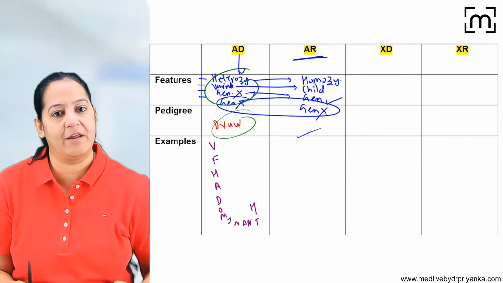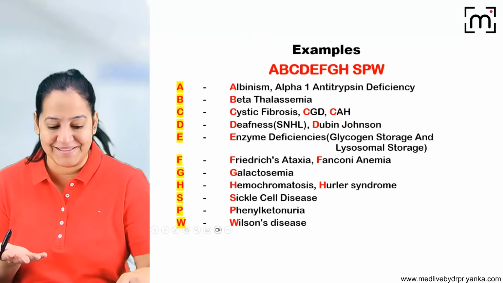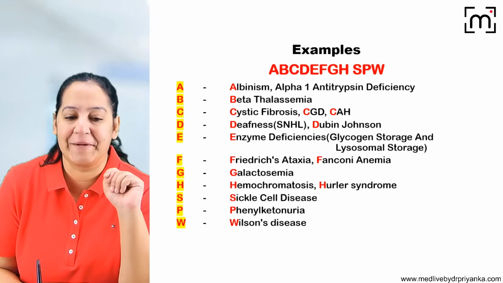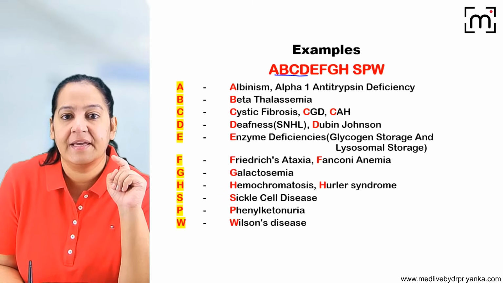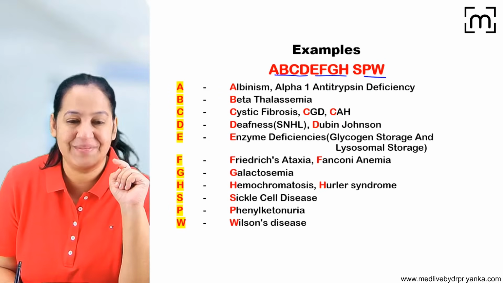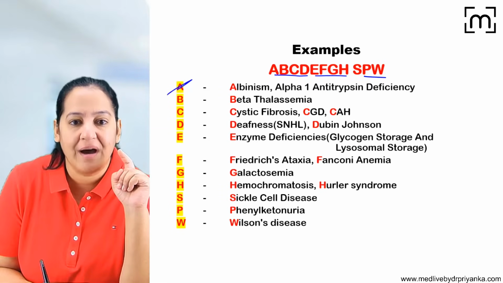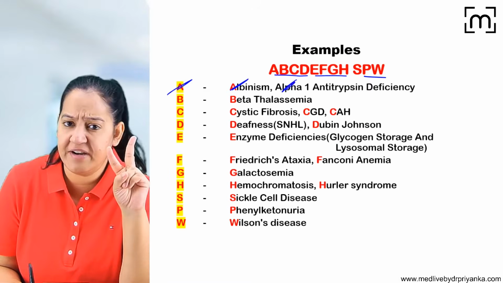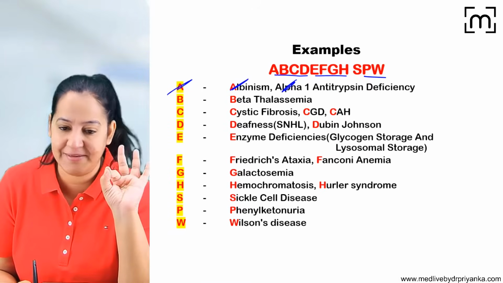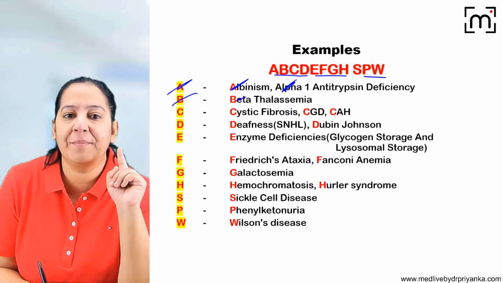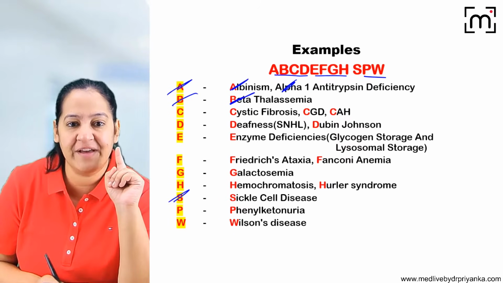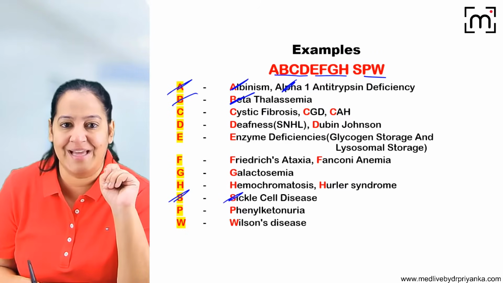Now you can draw the pedigree also here. Now let me tell you the examples. What are the examples here? There is a mnemonic: ABCD, EFGH, SPW. A stands for albinism and alpha-1 antitrypsin deficiency, so 2A are there. B for beta thalassemia; along with beta thalassemia, we have sickle cell anemia also, so you can learn that together.